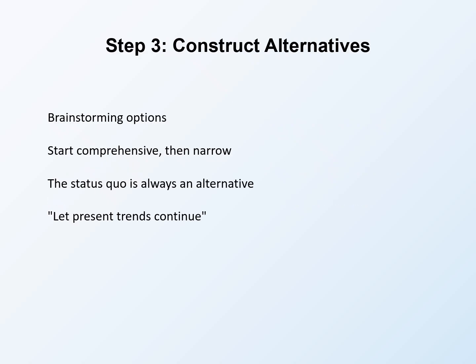Step 3 is construct alternatives. Now that you know the problem and have the evidence, what are you going to do about it? You need a menu of options. You should start by brainstorming widely. Get crazy ideas on the whiteboard, then narrow them down to the top 3 or 4 viable options.